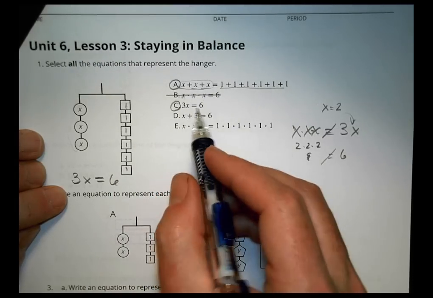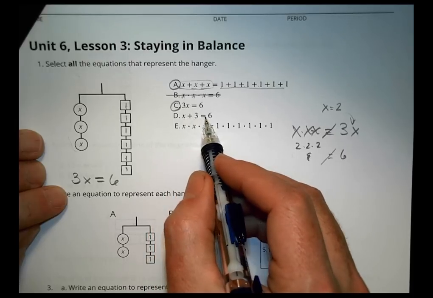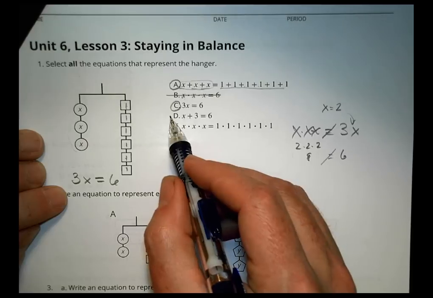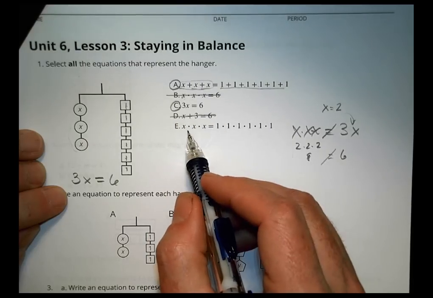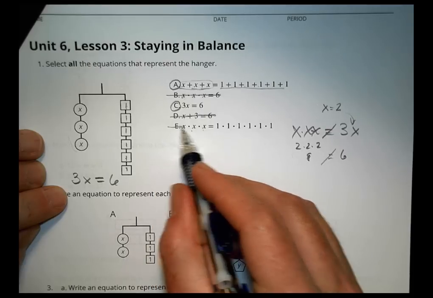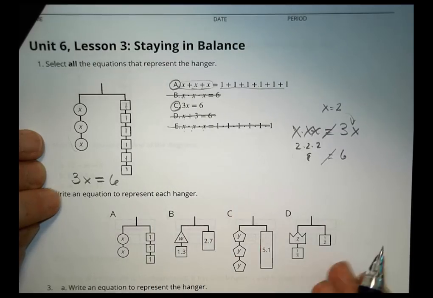That's going to work. Over here, this is x plus 3. Well, that's not x plus 3, that's going to be 3 times x, so that's a no. And again, this one, same idea. x, x, and x is not the same as 3x, so that's a no as well. So just A and C.